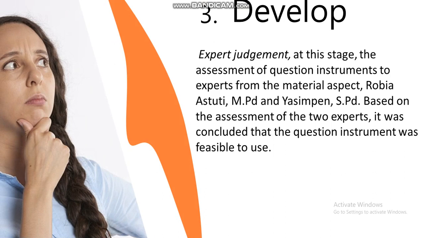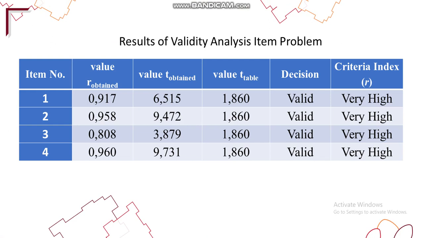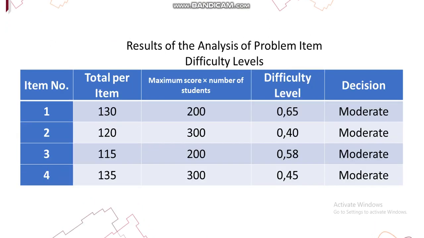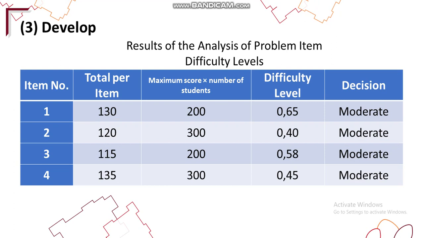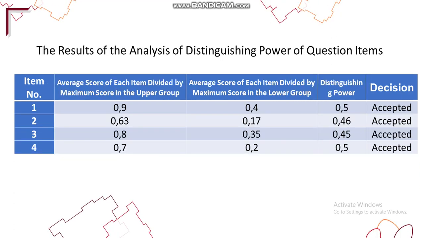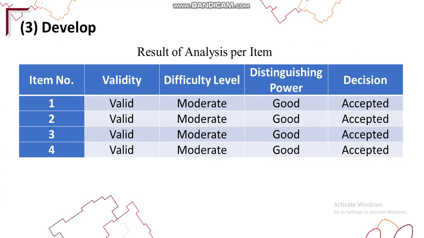At this stage, we hired two expert judges to assess the material aspect, that is Robia Astuti, M.Pd. and Yasim Pen, S.Pd. And based on the two experts, it was concluded that this is feasible to use. And here is the validity result. Here is the difficulty level result. And here is the distinguishing power result. And this is the result of the analysis per item.